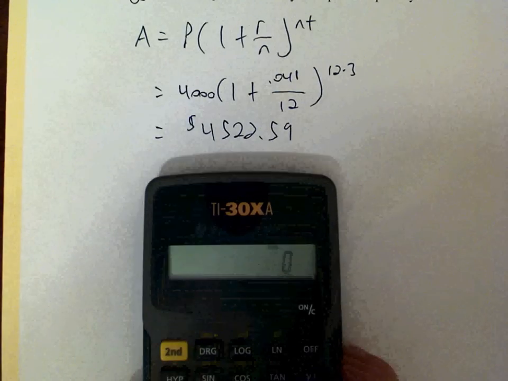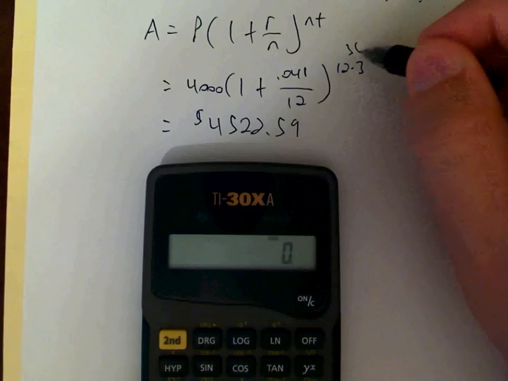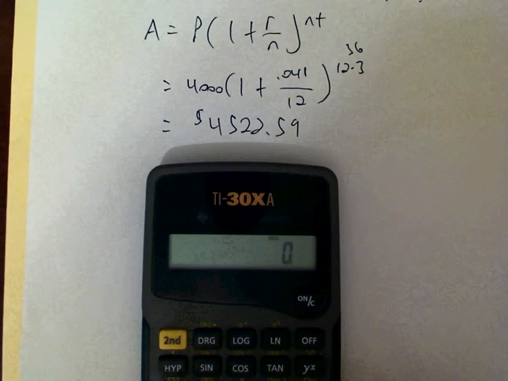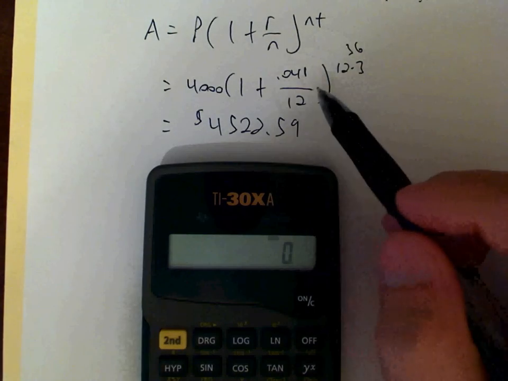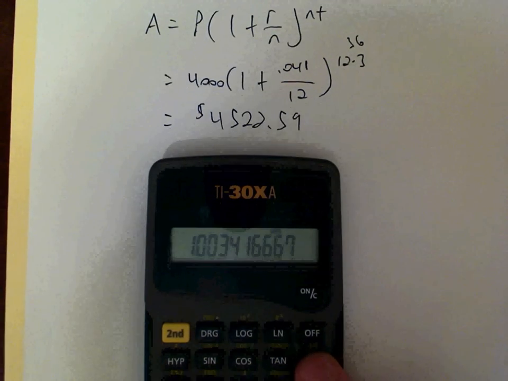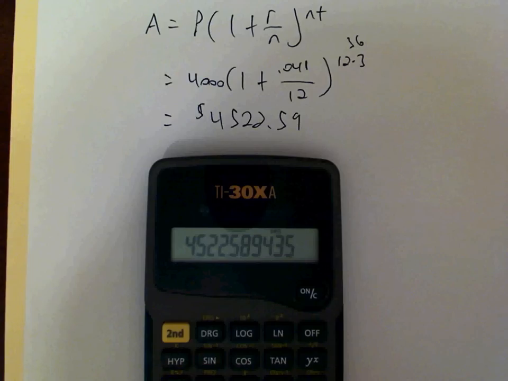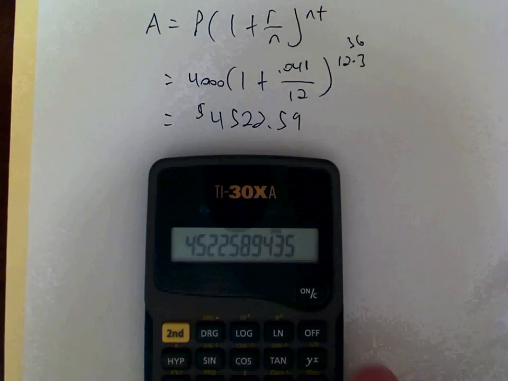Now if you have a scientific calculator, hopefully you know what 12 times 3 is. Hope you know that's 36. That's the first thing you want to do. So by the order of operations, do what's in the parentheses first. So let's do 0.041 divided by 12 because you do division first, and then you add the 1, and you get that. Then you raise that to the 36th power, and you times that by 4,000. See that? Gets the exact same answer. Keep that in mind. That's how you do it, step by step.